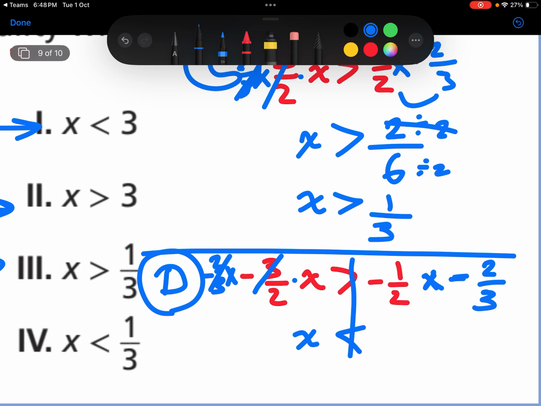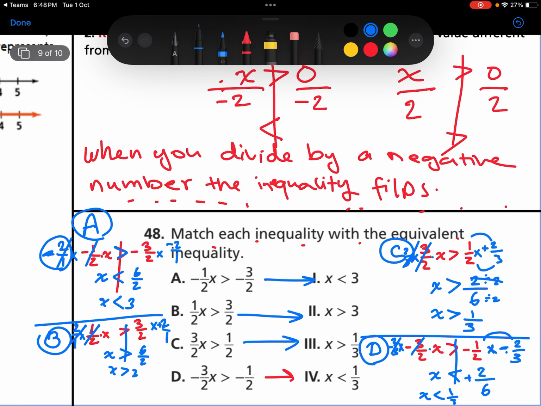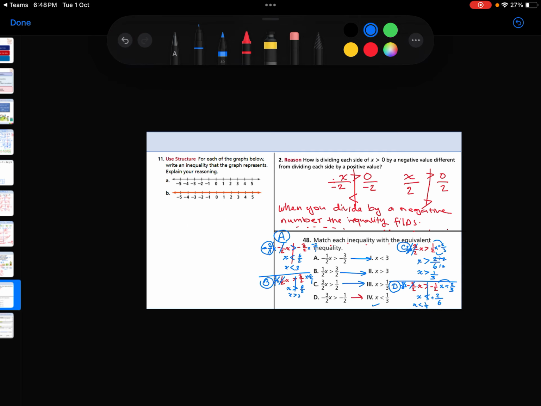X is less than 2 over 6. Negative times negative is positive. So X is less than 1 over 3. Which is correct. Got it?